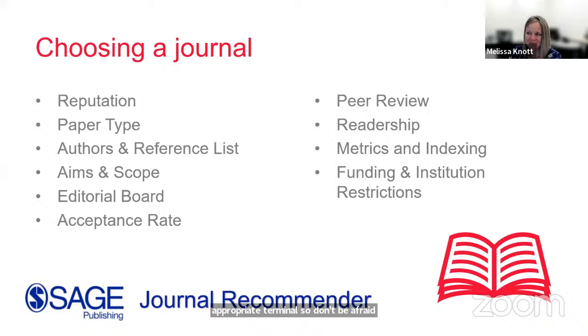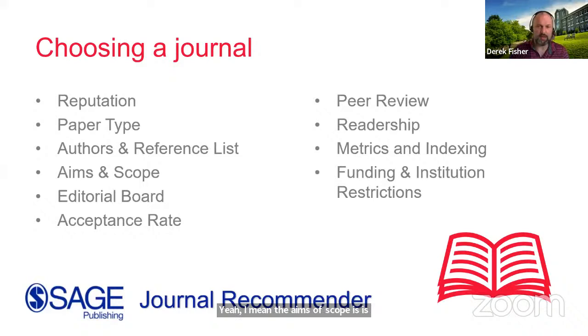Yeah, and Derek? Yeah, the aims and scope is what came to mind for me immediately, because when we're looking at papers that are coming in, one of the biggest reasons why a paper is going to be rejected, not even sent out for peer review, is because it doesn't fit the scope of the journal.